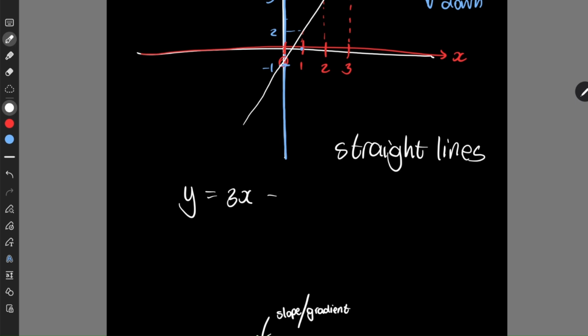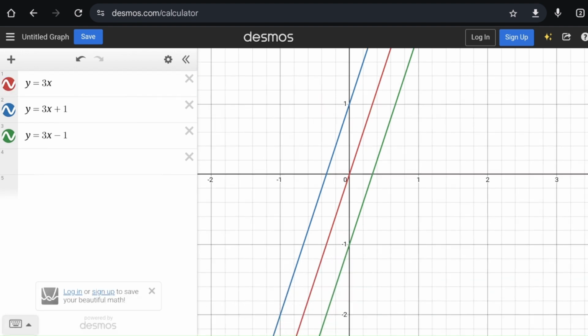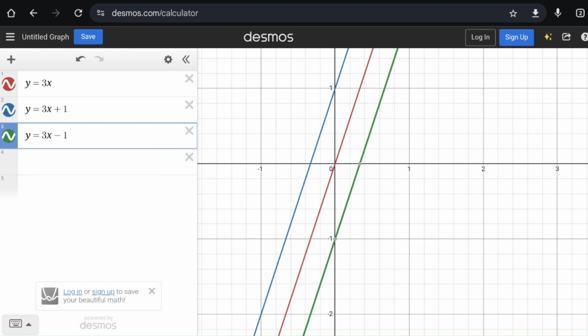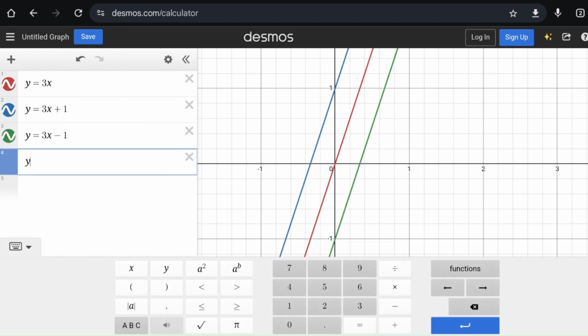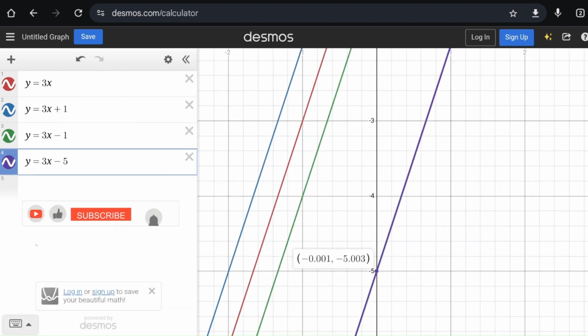So let me show you guys in Desmos. Okay, we're back in Desmos. Here are the 3 graphs. You see them with their corresponding colors. So here's the one that we just drew that shifted 1 down. Now let's say, for example, we had y is equal to 3x minus 5. You see then it shifts 5 units down.